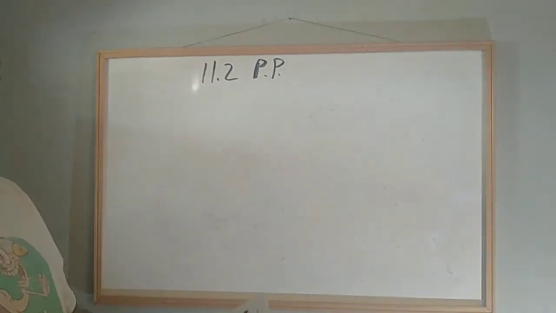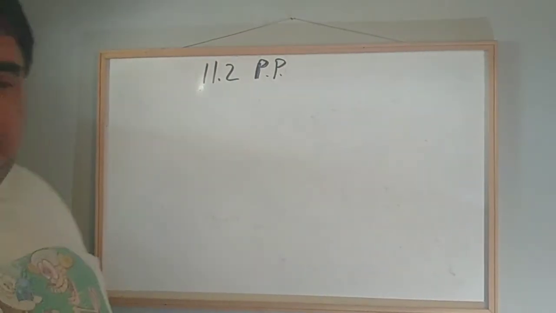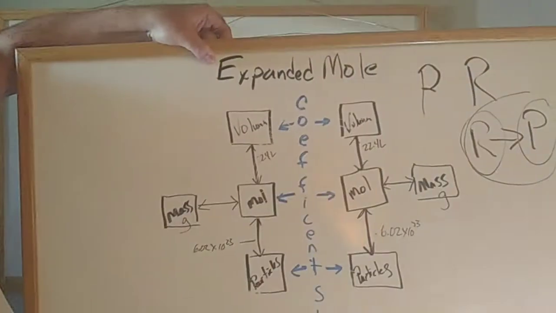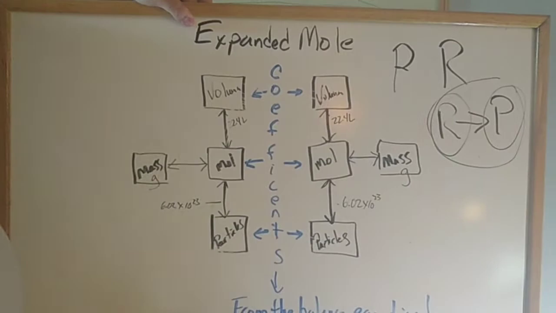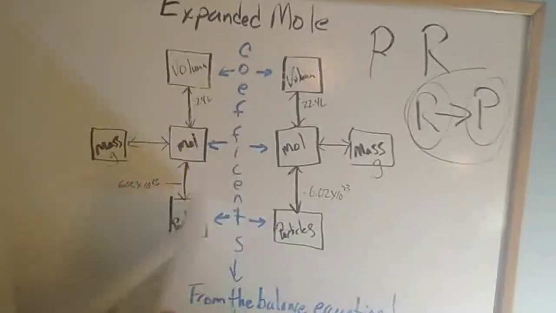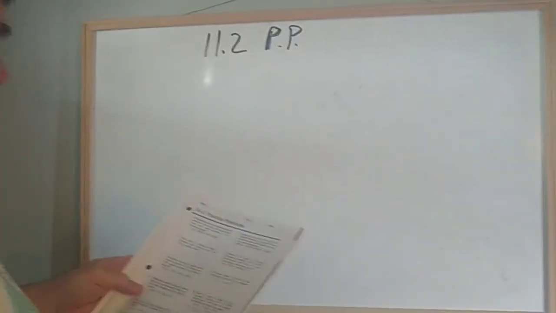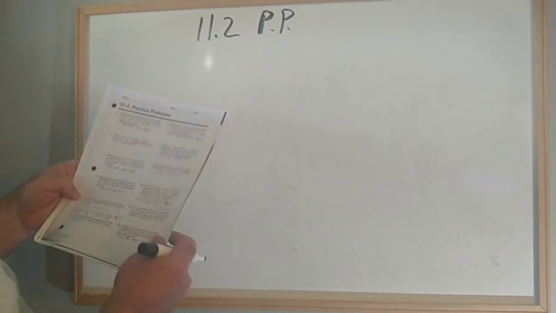All right, so this is going to be some practice problems on using the expanded mole thing that we were looking at on the last little video. Except for now, we're going to actually follow some of these arrows from the reactant side to the product side and vice versa. So number 5, this is on your 11-2 practice problems. We're going to do number 5.